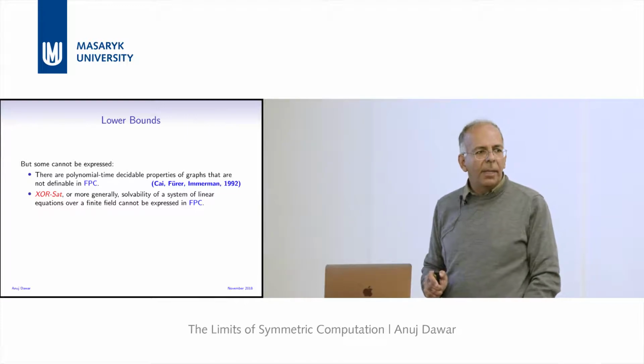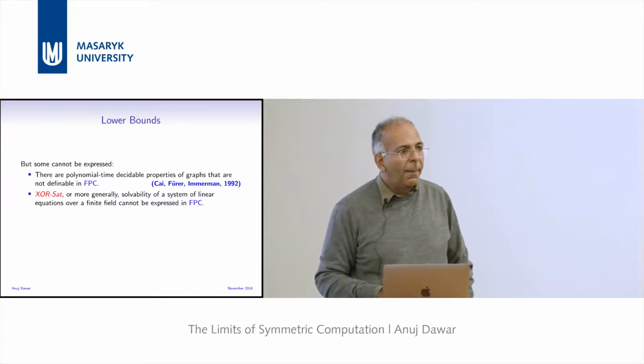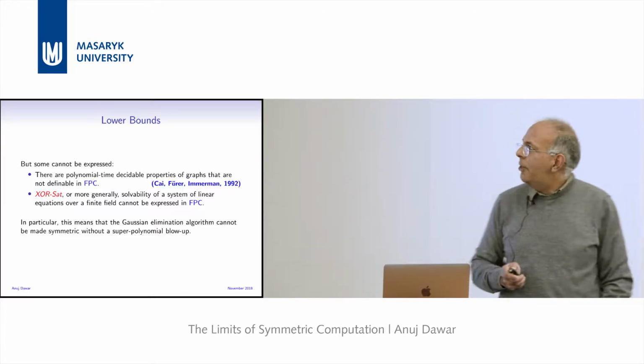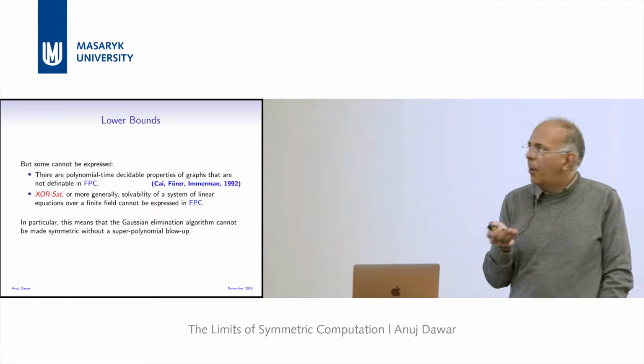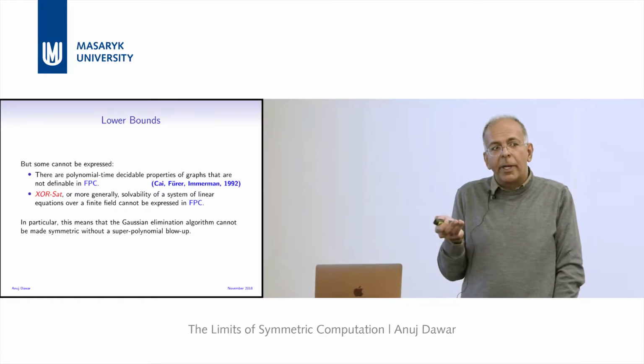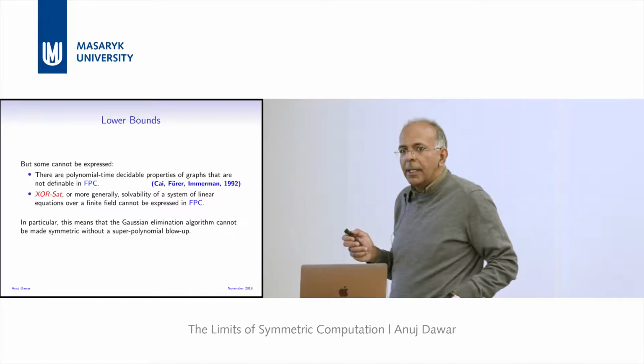Another example I had right at the beginning of a property in polynomial time, it turns out cannot be done in FPC. And this means, interestingly, that the Gaussian elimination algorithm, which I started with as an example of a polynomial time algorithm, is not a symmetric algorithm and cannot be made symmetric without a big blow up in size.